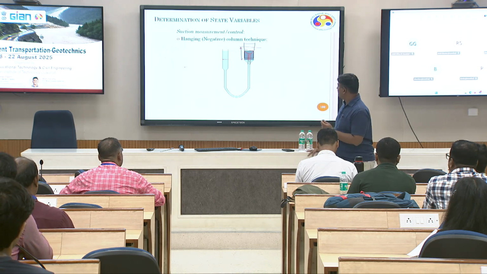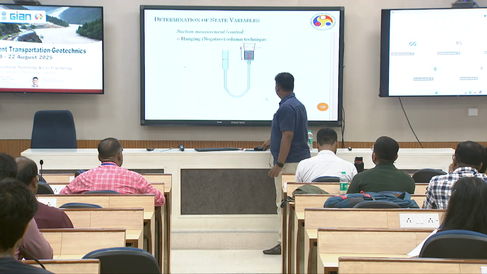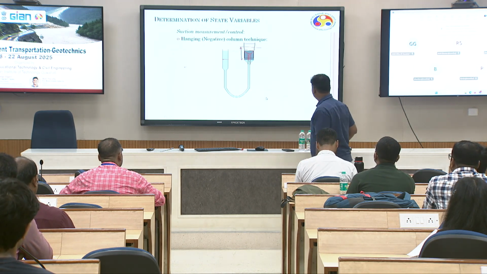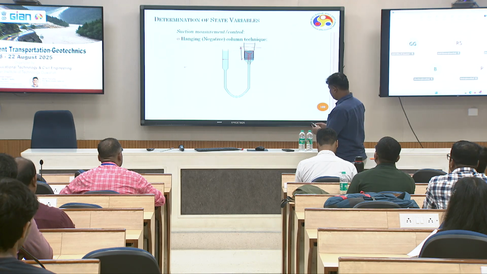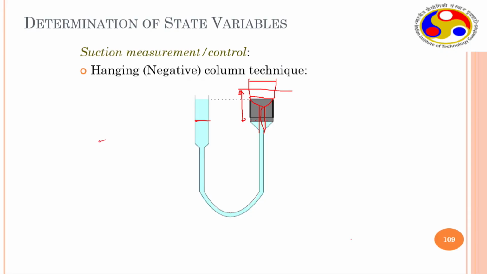So what is the principle behind this? For example, if you have a funnel or a container which contains soil in it, right? On the right hand side there is a soil, and it is connected to a water reservoir. It could be a column or it could be a small container containing soil.